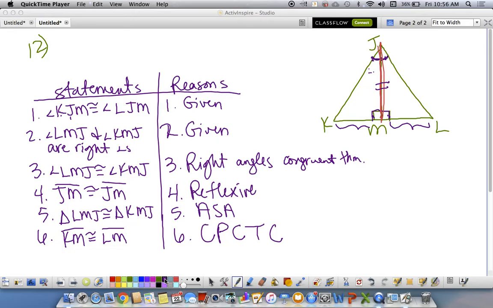Not too bad. You're going to see these a lot where they share a side. It's probably going to give you 2 angles, and you're going to have to prove that 3rd side, which is always going to be the reflexive property. Okay? Are we good? Somewhat?